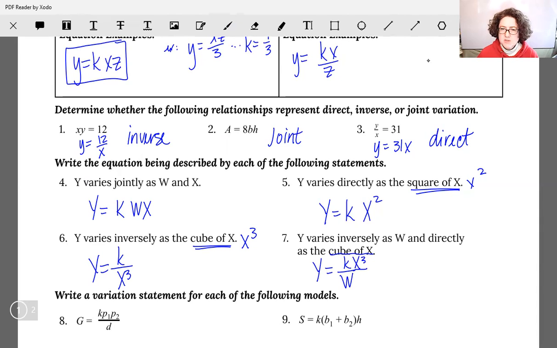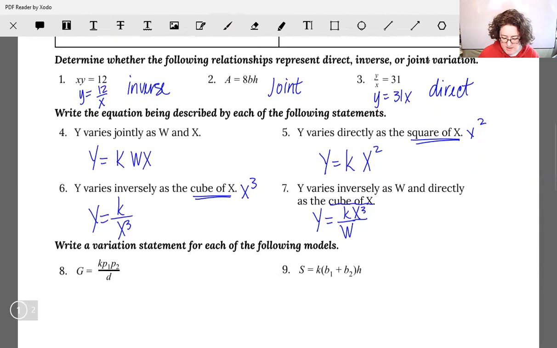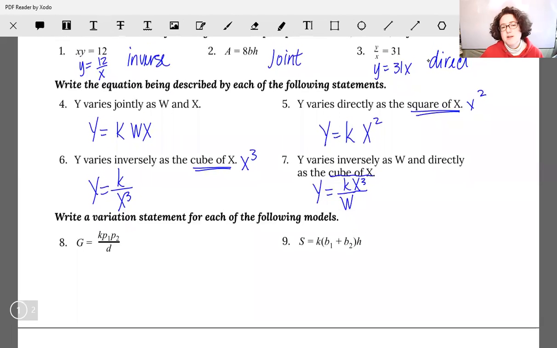Alrighty, last few examples, just dealing with properties. 8 and 9, write a variation statement for each of the following models. So again, think about what's being multiplied, what's being divided. Any multiplication is going to be a direct or a joint variation. Anything that's dividing is going to involve an inverse.